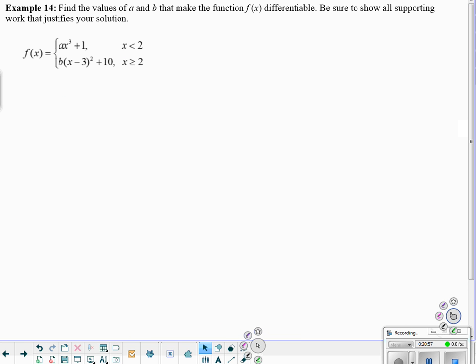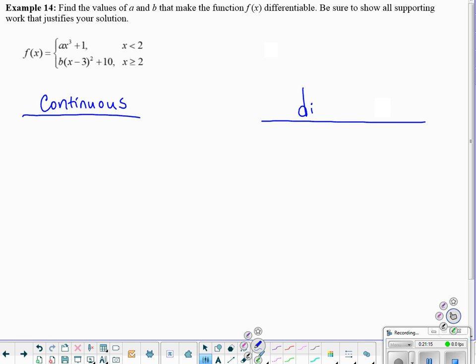Finally, the last problem: find the values of a and b that make this function differentiable. All right, to be differentiable requires two things. One, it has to be continuous. So we would explore the continuous branch of the topic, and we'll also explore the differentiable branch. Can I take a derivative of it?